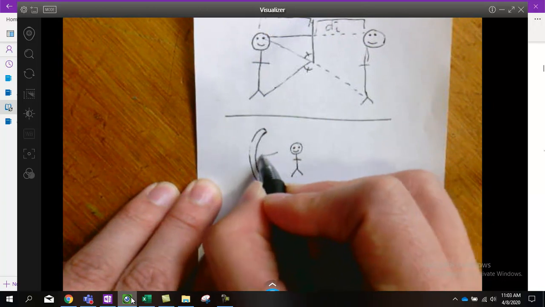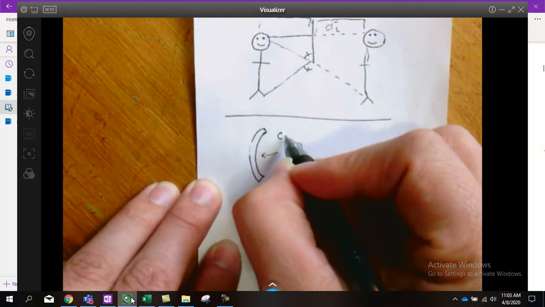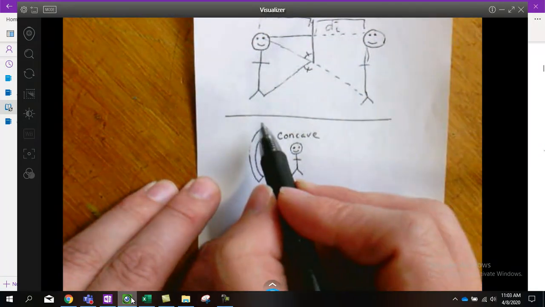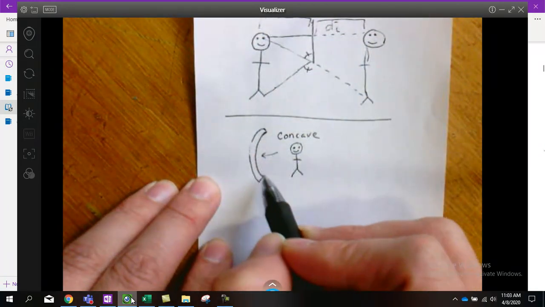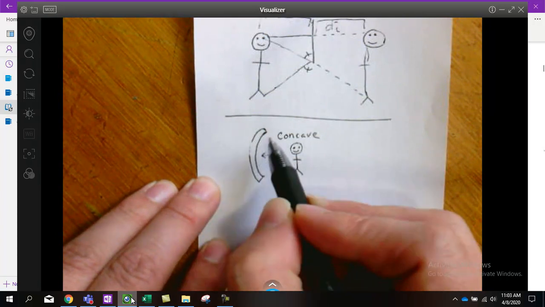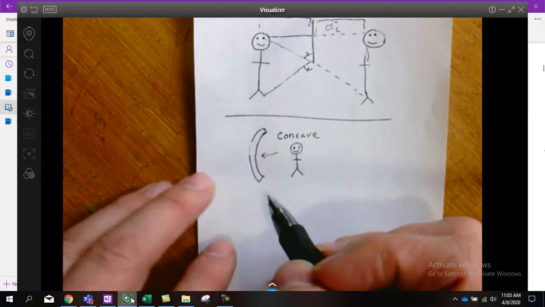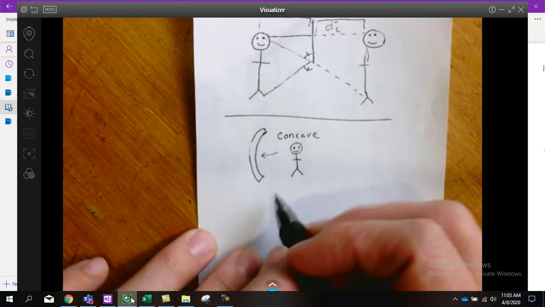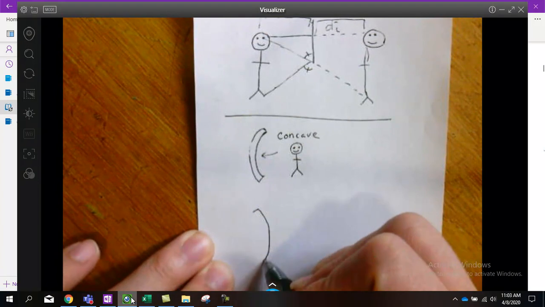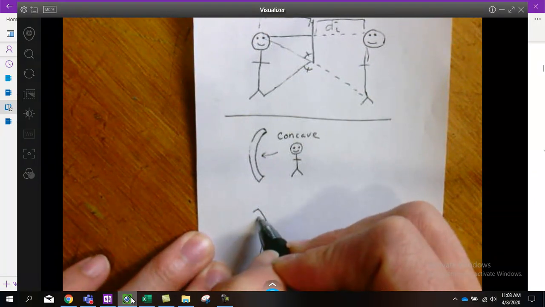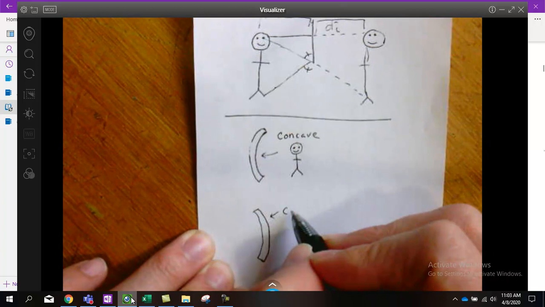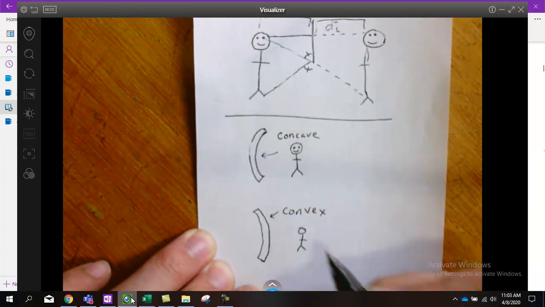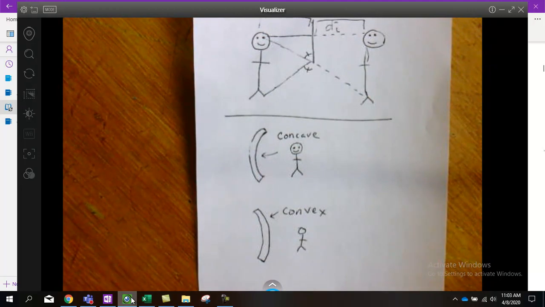Okay, this would be considered a concave mirror because you can almost see the cave, or the concavity, the hole in the mirror. Think of looking at the inside of a spoon. Okay, there's your concave. Then if you flip it around and show me the back side, this would be considered convex.